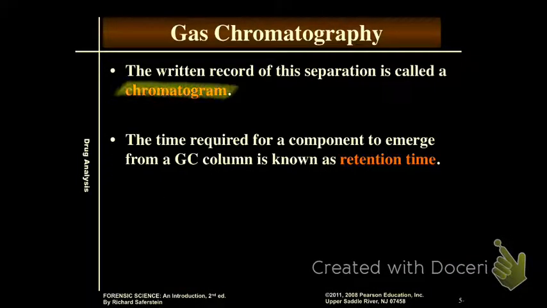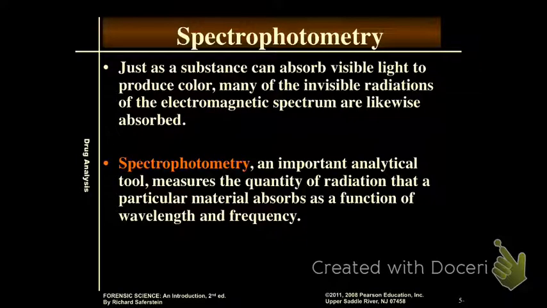This series of peaks and valleys is called a chromatogram, and like I said before, the time that a particular chemical stays in the GC column is known as retention time. And retention time is unique to all different substances.